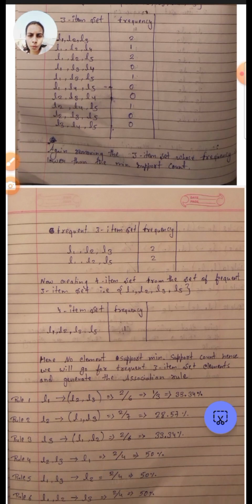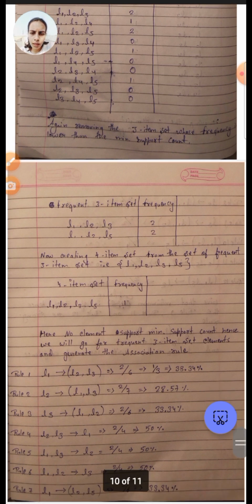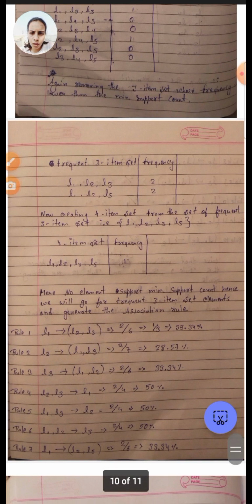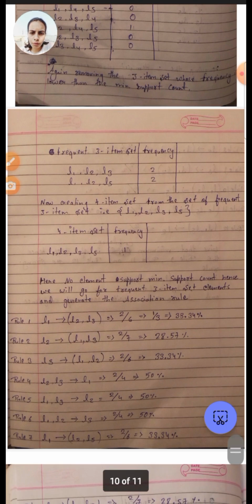Now generating four item sets from the frequent three item sets, that is L1 L2 L3 and L5. Here is the table of four item set frequencies. Hence no item set meets the minimum support count, so we go for the frequent three item set elements and generate the association rules.